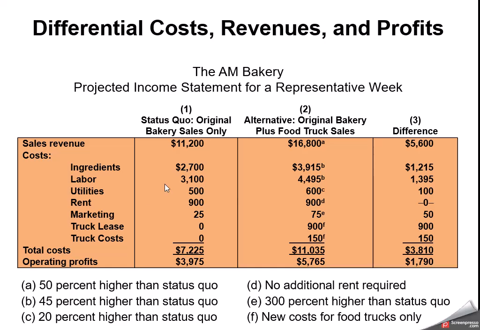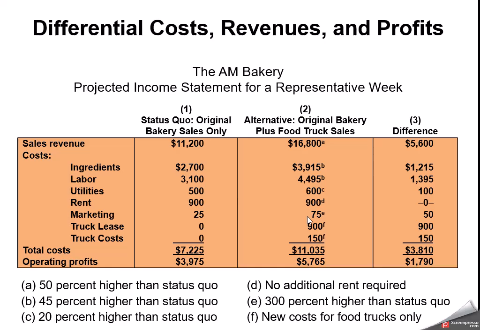Then their ingredients are going to go up 45%. So you could take the status quo's ingredients times 1.45. Then the utilities are going to go up 20%. So again, take the 500 times 1.2. When I'm adding that 1, it's because it's 100% of the status quo plus the increase. D, the rent is no change because, again, the food truck's different.